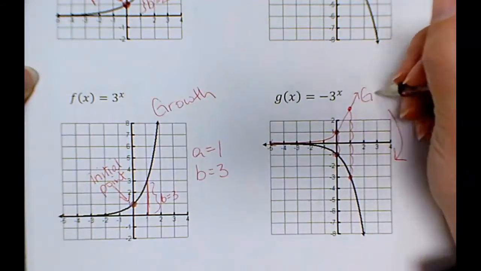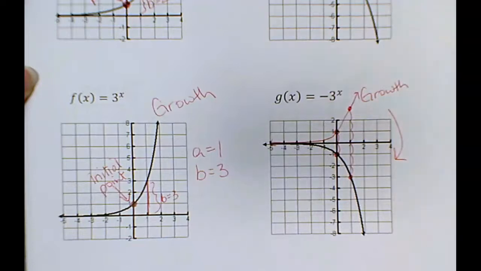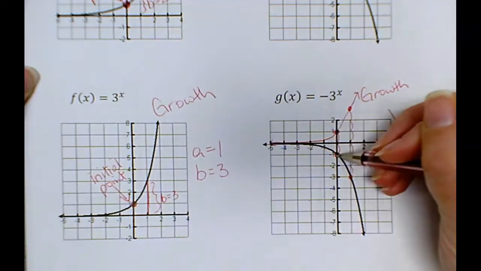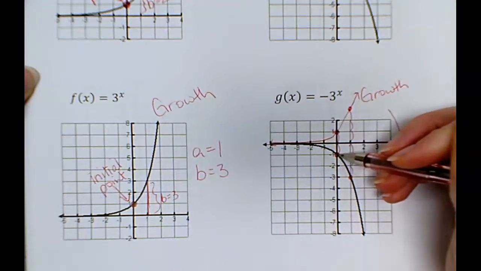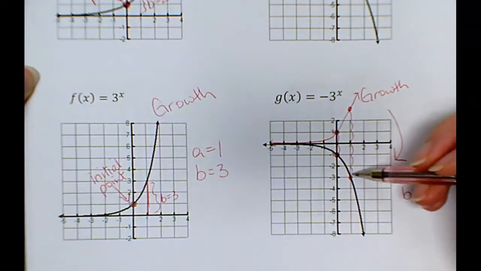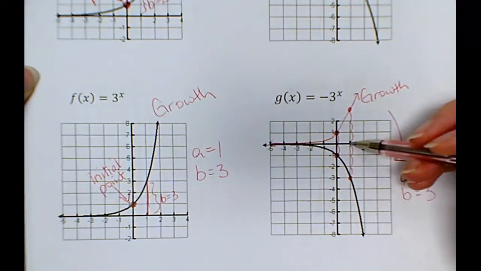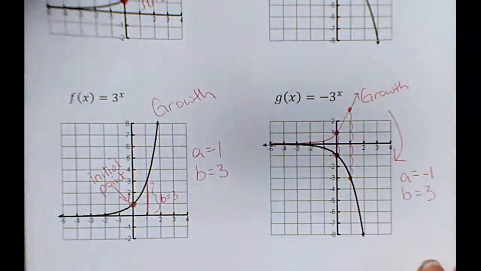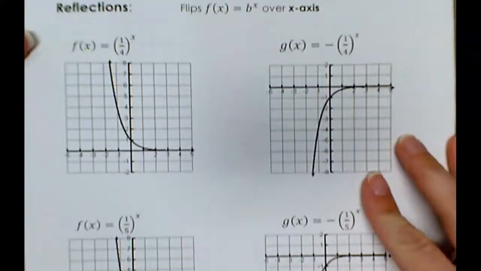So this is a reflection of an exponential growth function. The a value, because it's been reflected, is -1. It's also where it's going through the y-axis right there. And then the b value is still 3. I still have a distance from the graph to the asymptote of 3. So let's go to our next examples.